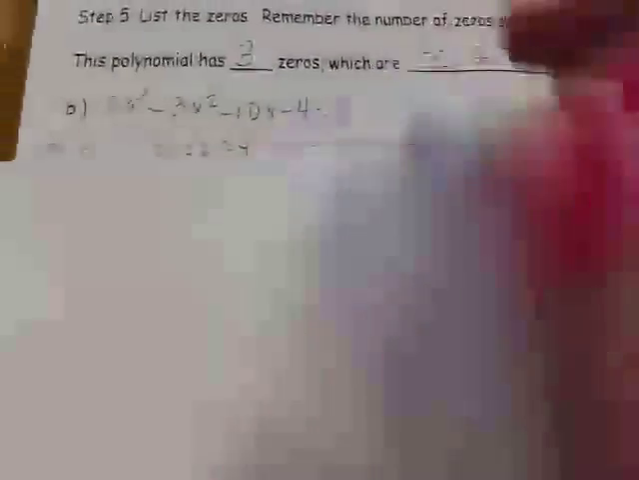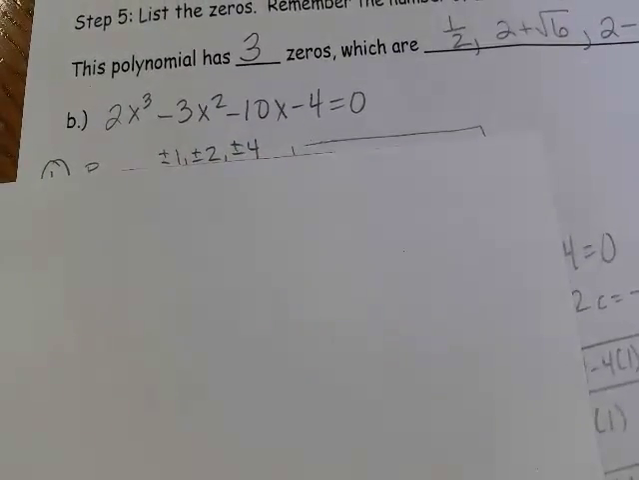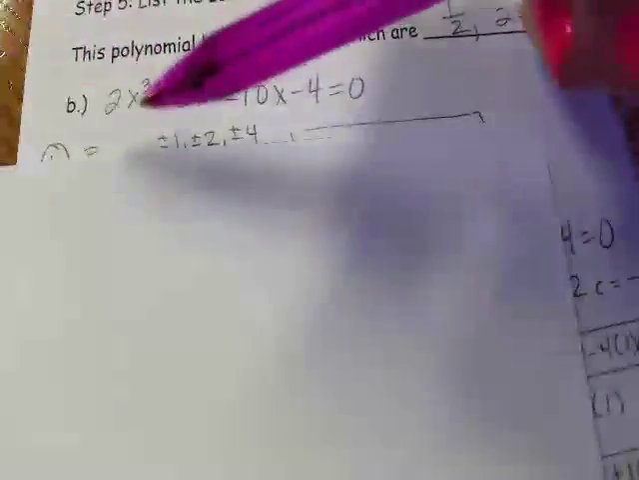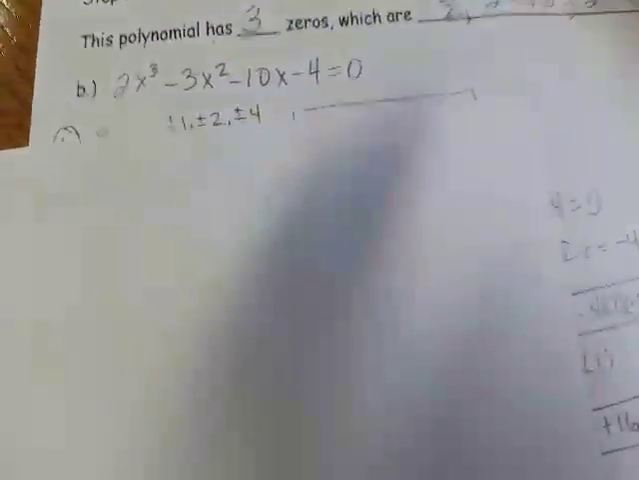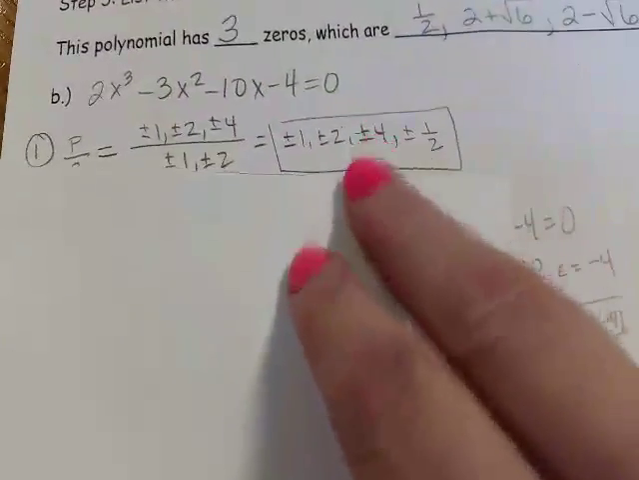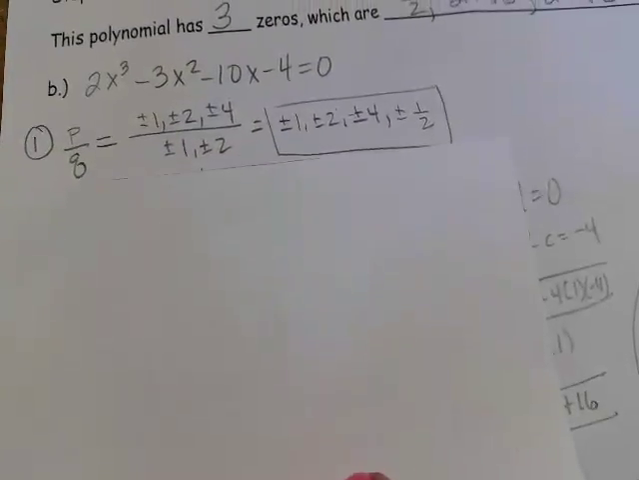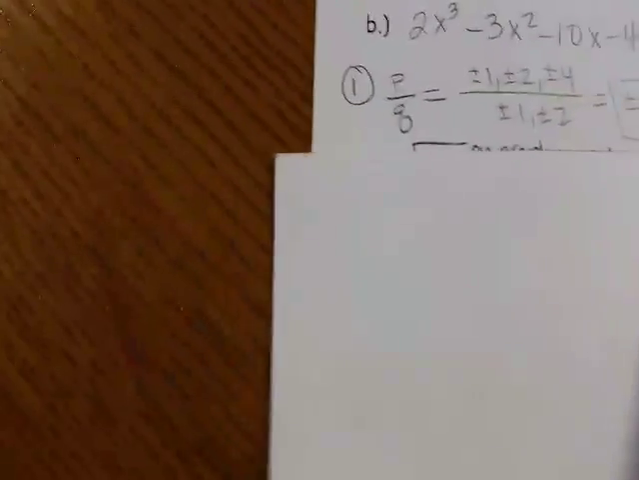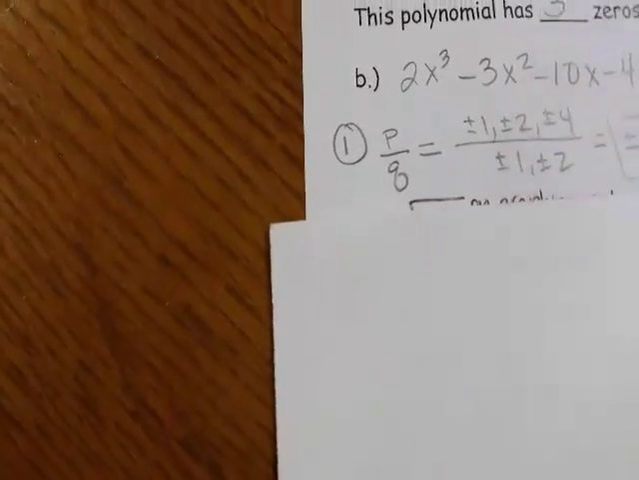And that will be factors of your leading coefficient. So your leading coefficient for this is going to be 2. So what goes into 2, what factors are going to multiply to 2, and that'll be plus or minus 1 and 2. Now to figure out what our possible rational zeros are, we're going to divide them.